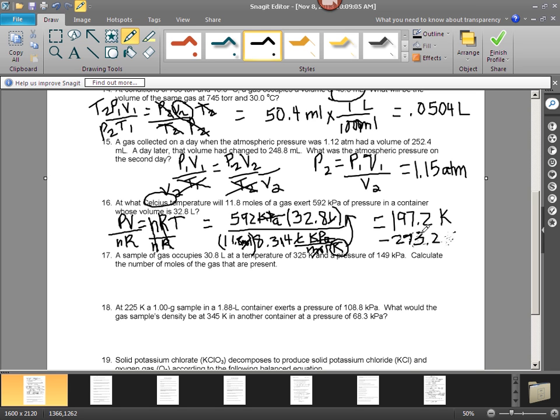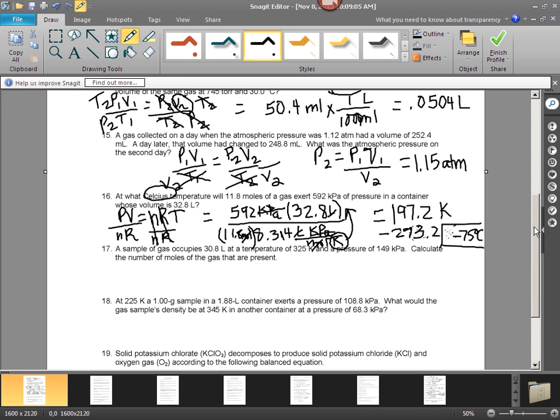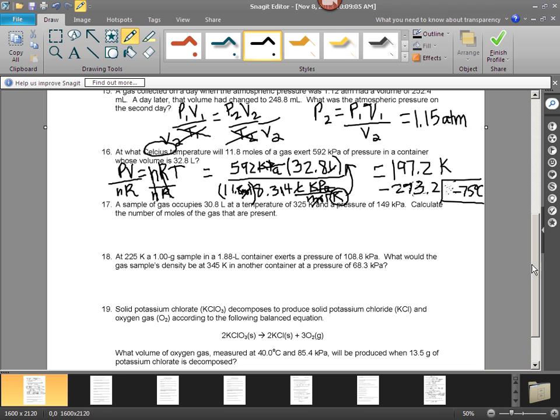So our answer comes out to, I guess, about negative 75 degrees Celsius. I guess we could have another significant figure in there, but you get the idea. So 197 Kelvin converted back to Celsius means you have to subtract the 273.